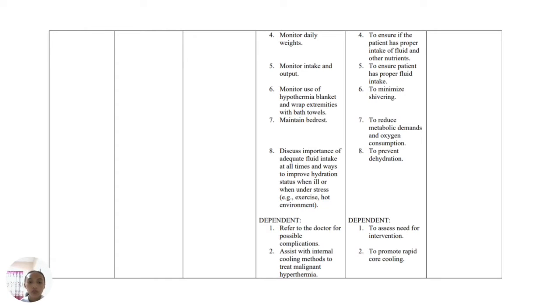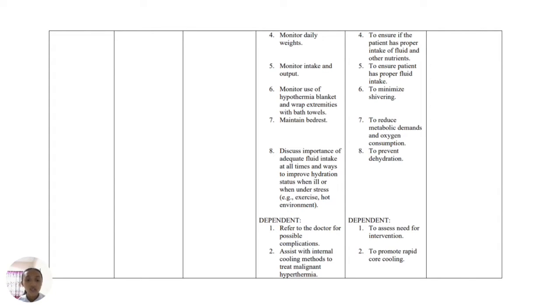Monitor use of hypothermia blanket and wrap extremities with bath towels to minimize shivering, and maintain bed rest to reduce metabolic demands and oxygen consumption, and discuss the importance of adequate fluid intake at all times and ways to improve hydration status when ill or when under stress. Example, when exercising or if the environment is hot, to prevent dehydration.